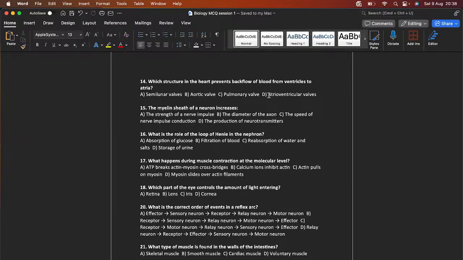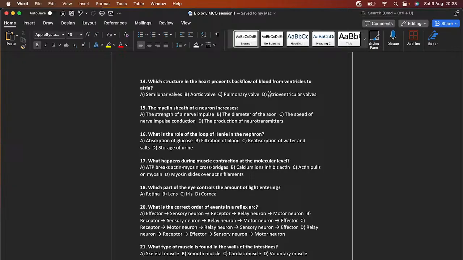The semilunar valves are found... okay, before that, from the ventricles we have the pulmonary artery, and we have the aorta from the left ventricle, right? So those are what we call the pulmonary valve and the aortic valve, which are also known as semilunar valves. So the semilunar valves here are basically the aortic valve and the pulmonary valve, and the atrioventricular valves are the ones between the atria and the ventricles.